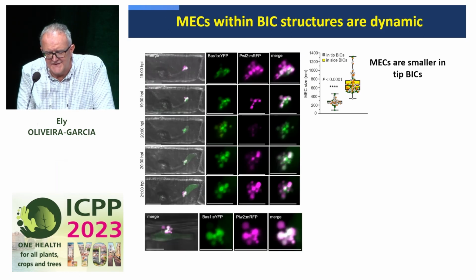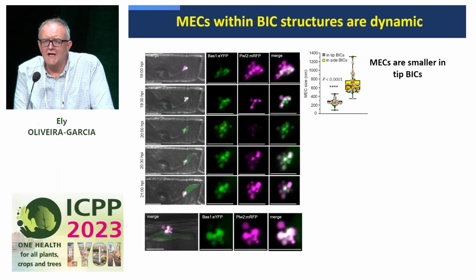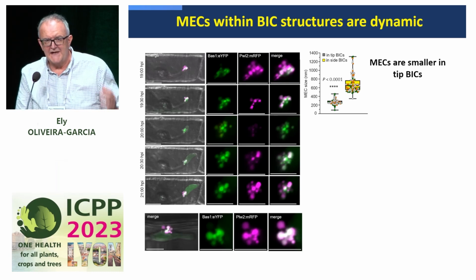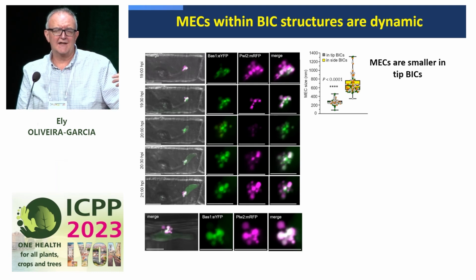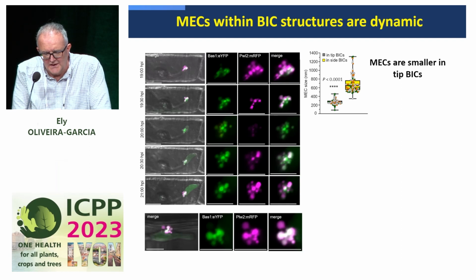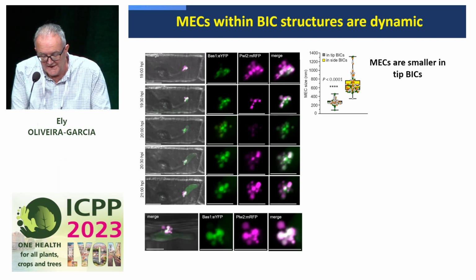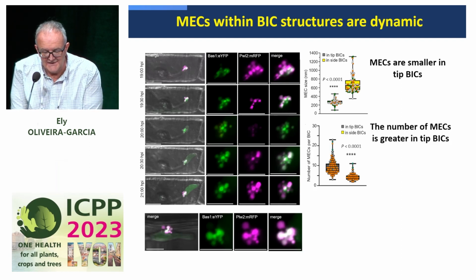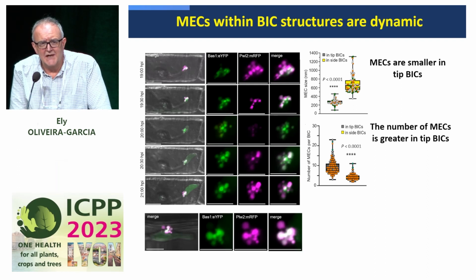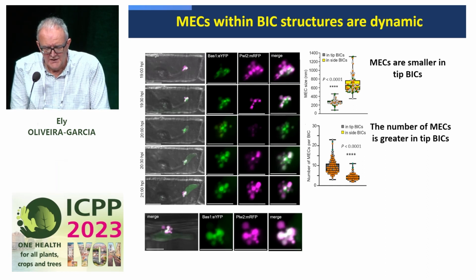And what we found is that there seems to be some dynamism to these structures. The MECs within the BIC that forms at the penetration peg tip, the so-called tip BIC, are smaller and move more dynamically, and then they increase in size as the BIC matures and the invasive hyphae start to ramify through that initial colonized cell.